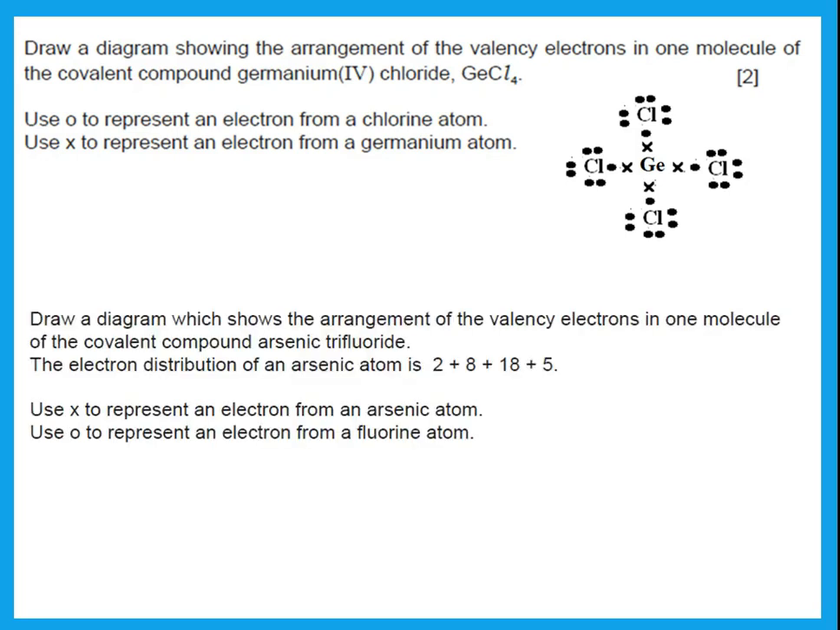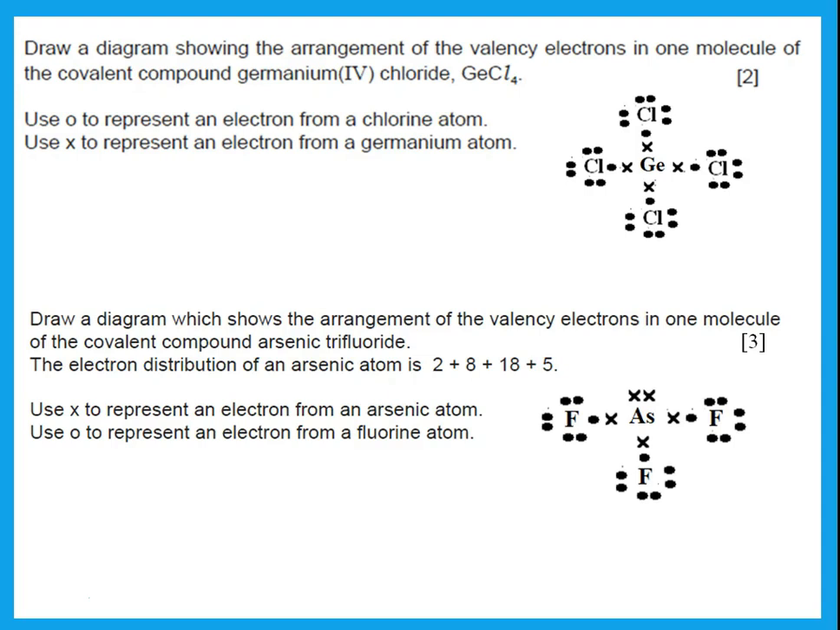Okay. Draw a diagram to show the arrangement of valency electrons in one molecule of the covalent compound arsenic trifluoride. And again, he's telling me that arsenic has 5 electrons in its outermost shell, so it is in group 5. So I'm going to draw the arsenic with 5 electrons. It needs how many? It needs 3 electrons. Each fluorine has 7 in its outer shell, so it needs 1. So we need 3 fluorines to give 3 electrons to the arsenic.